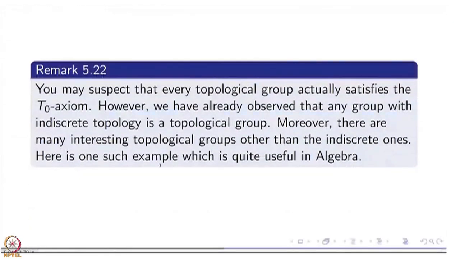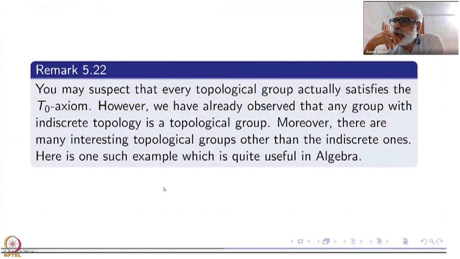Now you may suspect that every topological group actually satisfies the T naught axiom also. After we wanted to do it minimally, that may be the reason why so many good authors assume, let us assume, Hausdorffness and so on. But that is not the case. And there are big areas of mathematics wherein topological groups are used. Those topological groups are not T naught.